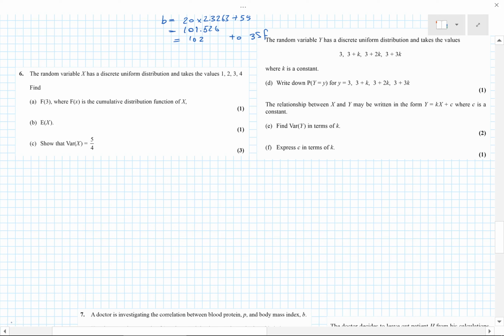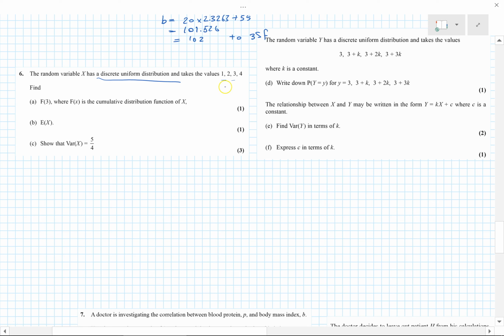This is a continuation of the June 2015 Edexcel International S1 paper. This is mainly about the discrete uniform distribution. For a discrete uniform distribution, we need a number of things. We need it to be equally spaced and for there to have equal probability.